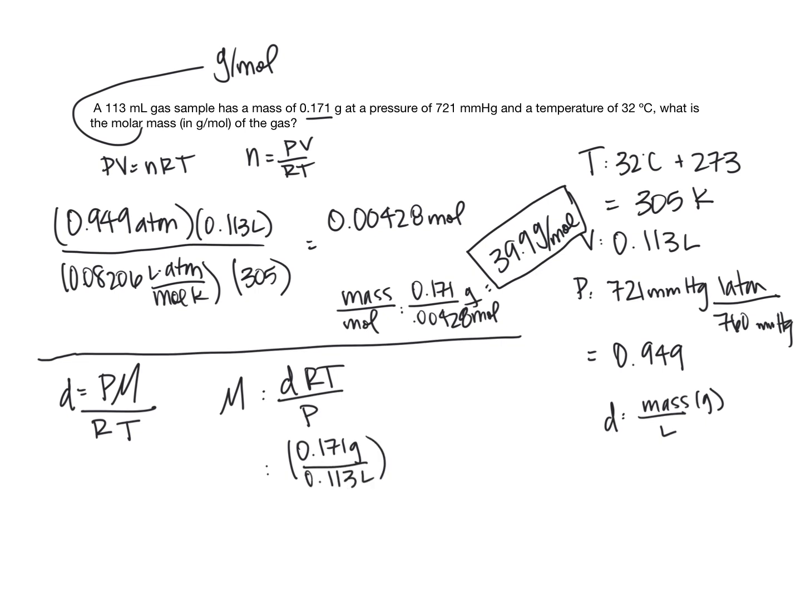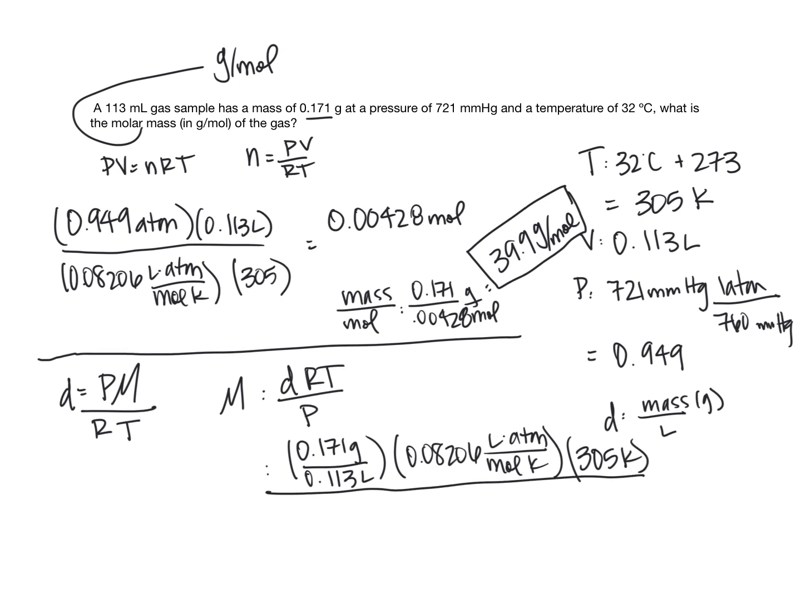Or 0.171 grams divided by the 0.113 liters, multiply R, 0.08206 liter atmosphere per mole Kelvin, multiply this by, again, our temperature, which is 305, still in Kelvin. We're going to divide that by the pressure, which is 0.949 atmospheres. And when we plug this in our calculator, we are still going to get 39.9 grams per mole.